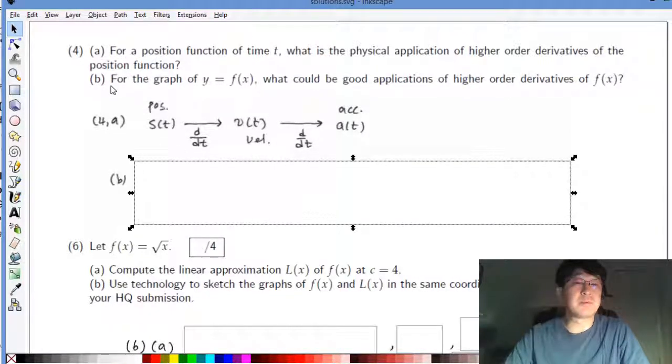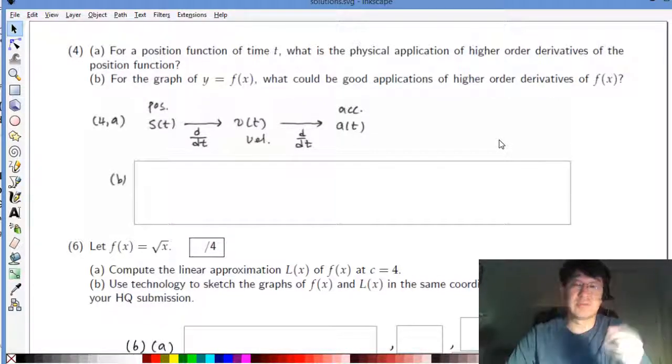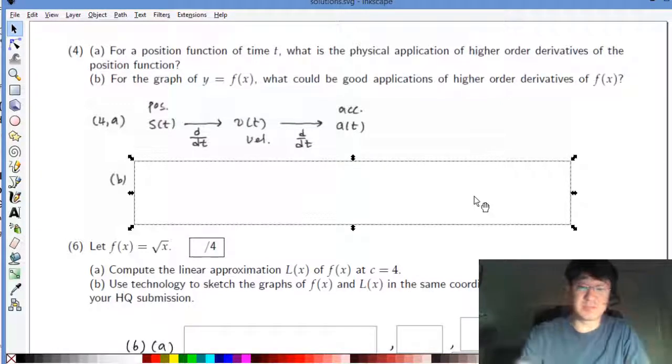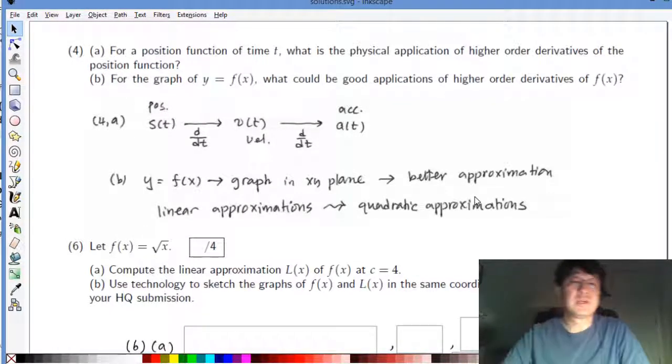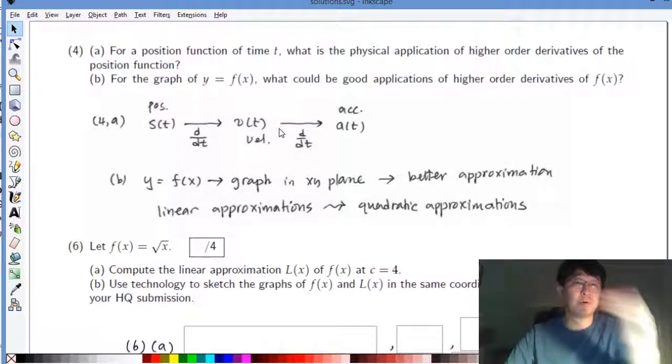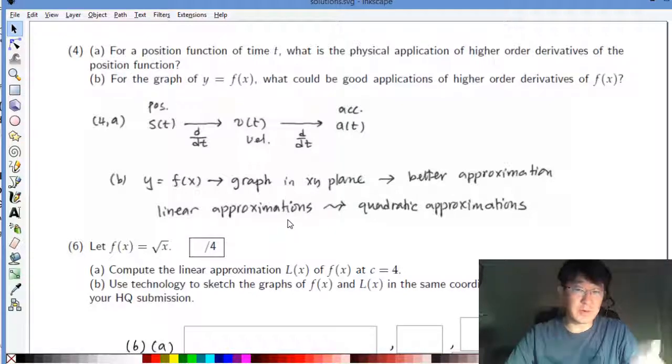And the second part of the problem says the following. For the graph y equals f of x, what could be good applications of higher order derivatives of a function f of x? And I didn't break it down into certain pieces. A straightforward answer is that for the graph, we use the values of these for linear approximations and quadratic approximations. So that was a simple conceptual problem.